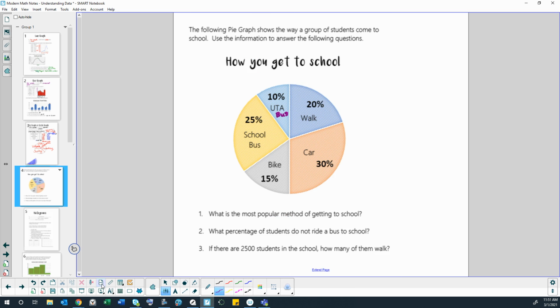So I'm just going to expand this a little bit. We can't see the questions quite so easily, but we want to be able to see them and the graph at the same time. So question 1 says, what is the most popular method of getting to school? We just want to say what it is. We don't need the number, just the type of transportation. What is it? Riding in a car or driving a car, right? 30%.